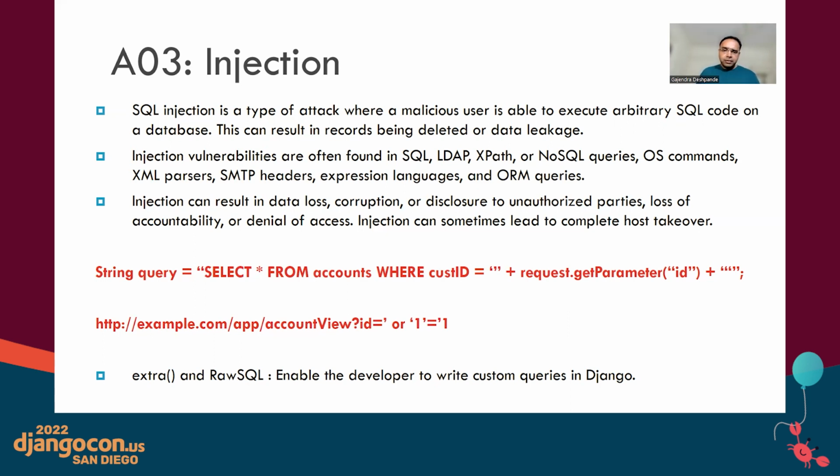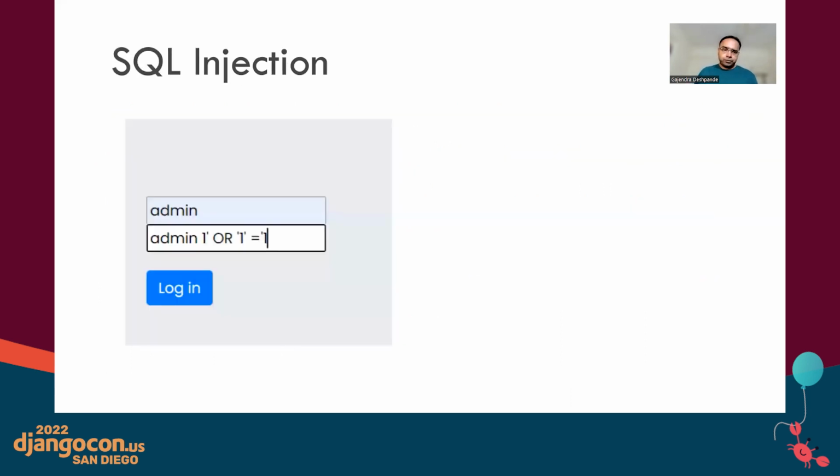Then there are two functions in Django. They are extra and raw SQL, which enable the developer to write custom queries in Django. So which is also a cause of injection attacks in Django.